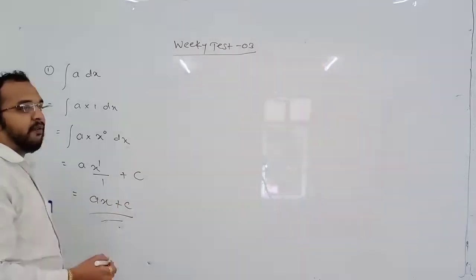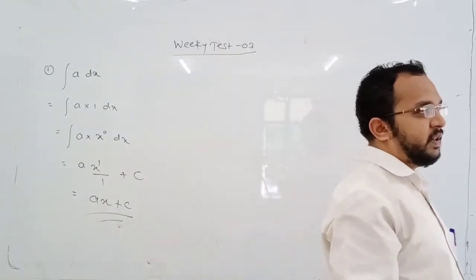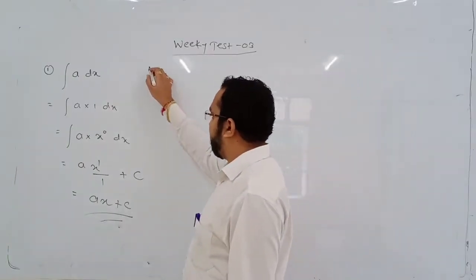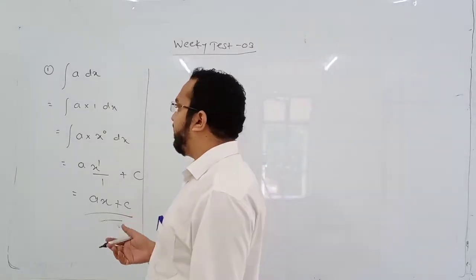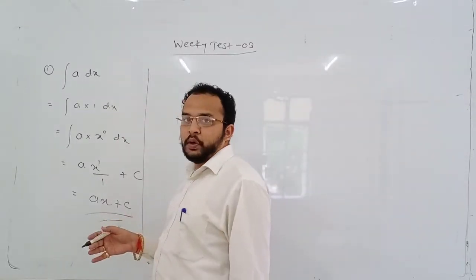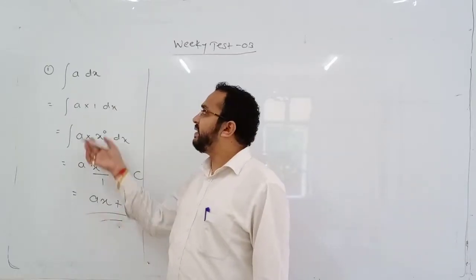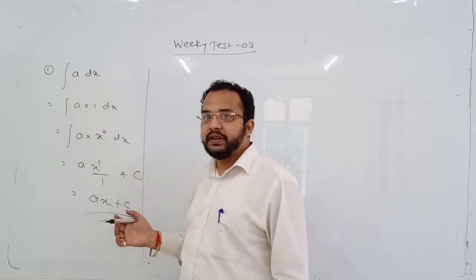Now in the options, ax was also given, just ax. c was not present, so that will be the wrong answer. The correct answer will be ax plus c. Otherwise we did not need to do so many steps. We just need to know the differentiation of ax. Differentiation of ax is a. Hence the integration of a is ax plus c.